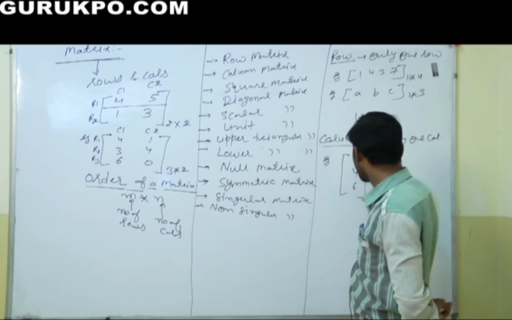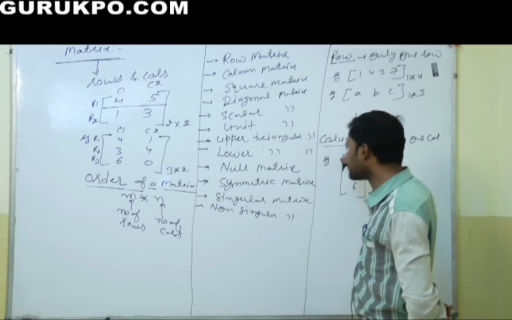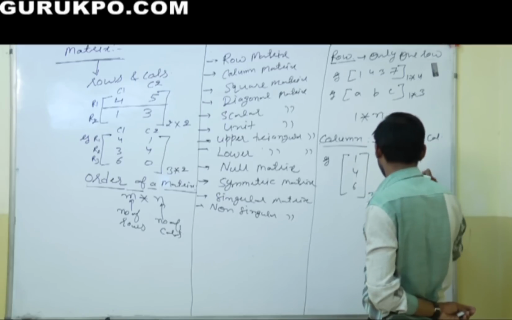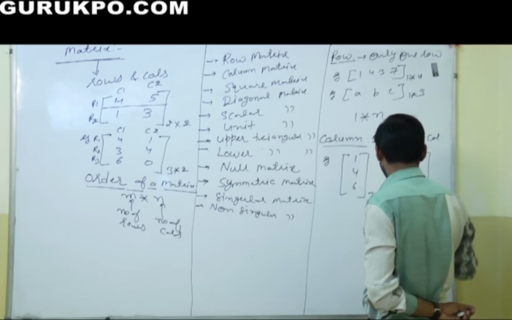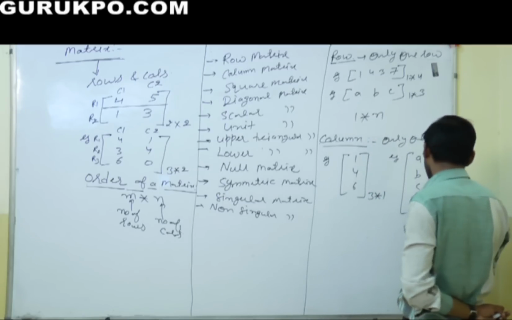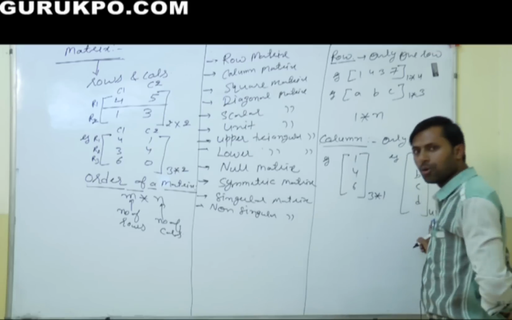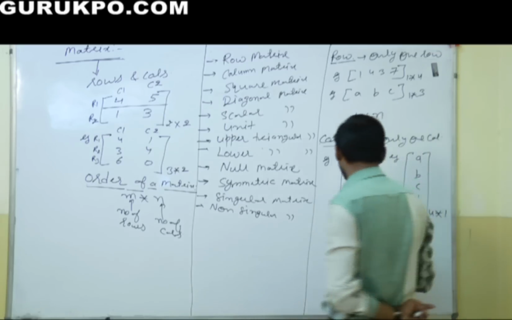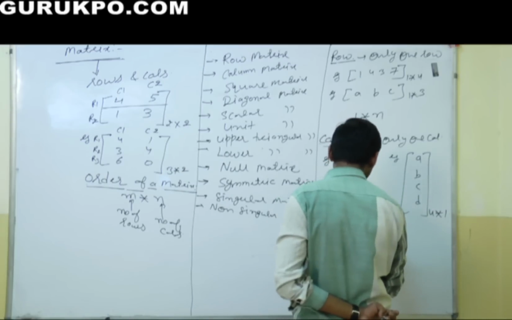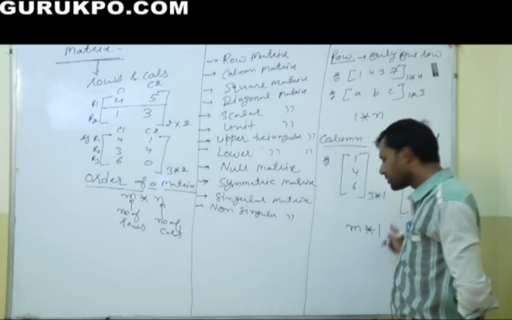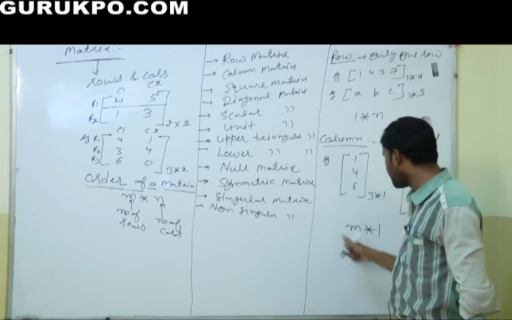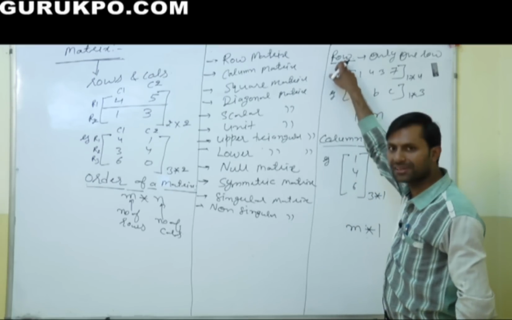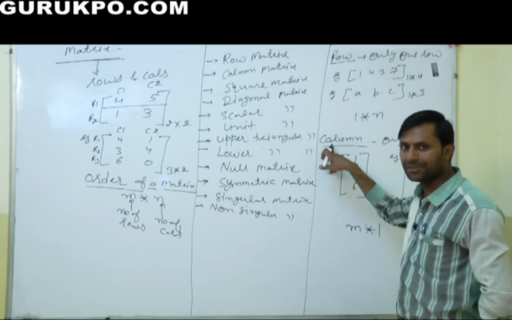So any matrix which has only one column is known as a column matrix, like A, B, C and D. Number of rows 4, number of columns 1. Only one column, so it is known as a column matrix. Simply, the order of a column matrix is M cross 1: the number of columns is 1 and the number of rows may be anything. So the first is row matrix, the second is column matrix.